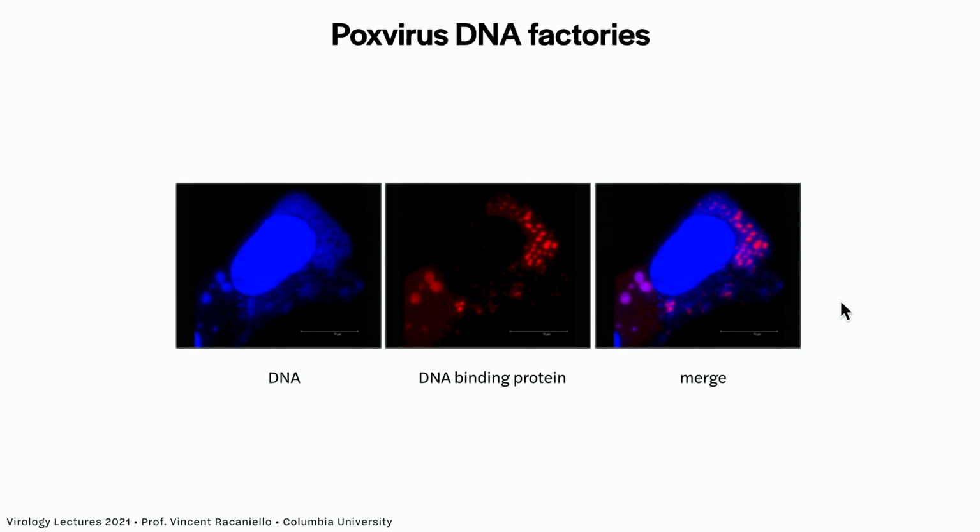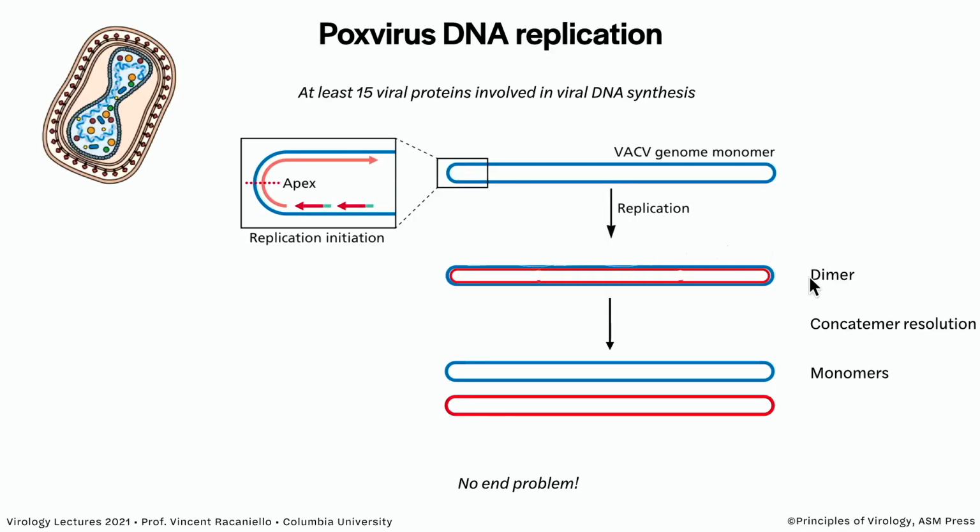The nick is made by a cellular endonuclease for herpes virus. So here's how poxvirus DNA replication occurs. This virus encodes at least 15 viral proteins. We're not actually sure of all of them, at least 15, and then the cell has to provide some. So this is a lot.